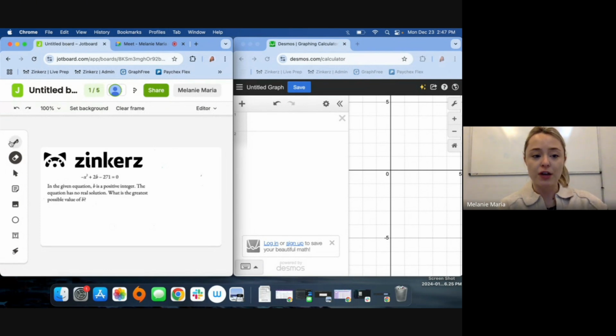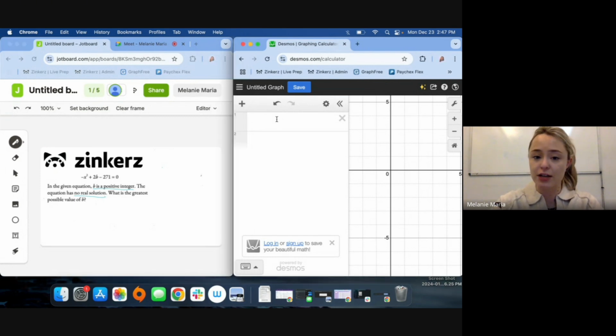So I'm going to underline a few pieces of important information first. First is that we're told b is a positive integer. That'll help us later. And also that the equation has no real solutions. So back in the day, we probably would have solved this using the discriminant, done this by hand, but now we can use Desmos and a slider to help us do it.